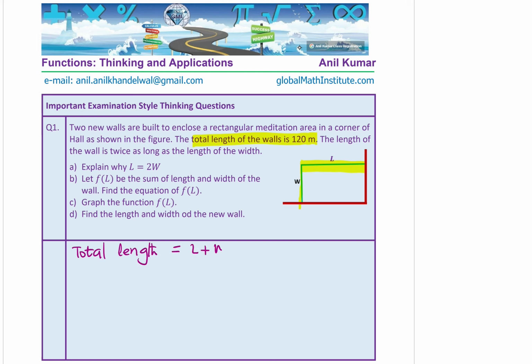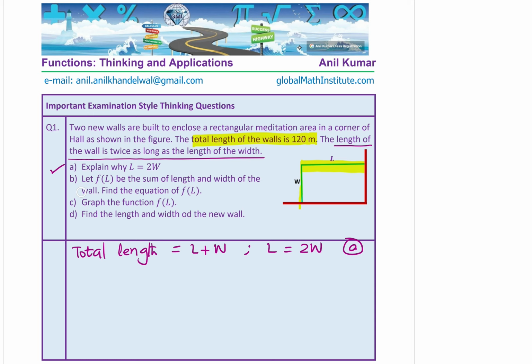Length plus W. Then the length of the wall is twice as long as the width. So if L is the length, we are also given that length is twice the width. Now the first equation is: explain why length is twice the width. That is answered because we are already given that the length of the wall is twice as long as the width. So that is given to us, and therefore we have answered part A, which is L equals 2W.